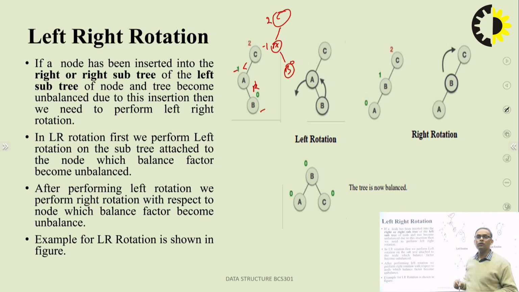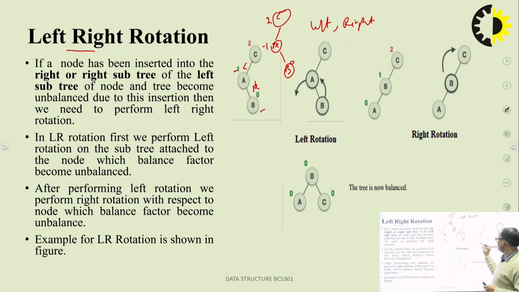In this case, we need to perform the left right rotation. Again, this left right rotation is a combination of two rotations. First, we will perform left rotation, and after that we will perform the right rotation. First we perform the left rotation in context to the node attached to the node which became unbalanced. C became unbalanced, so we will perform the rotation in context to A. So left rotation will be performed in context to A. So A will go down and B will become the parent.